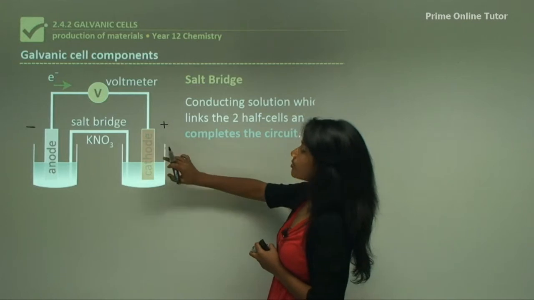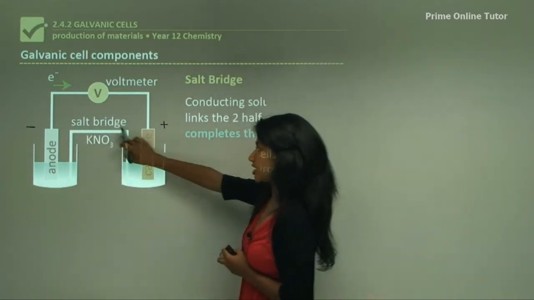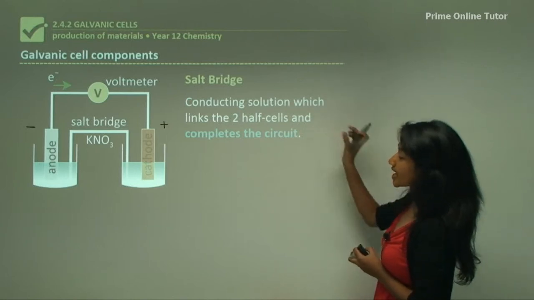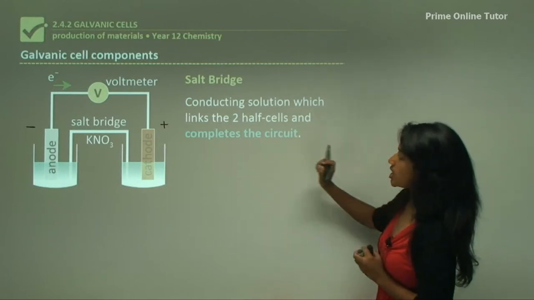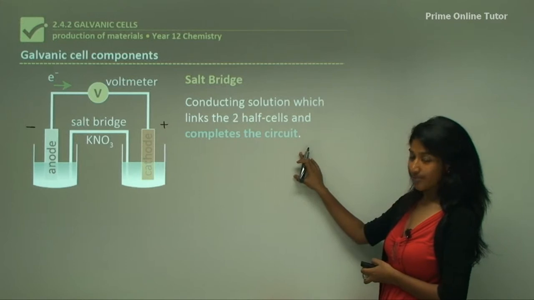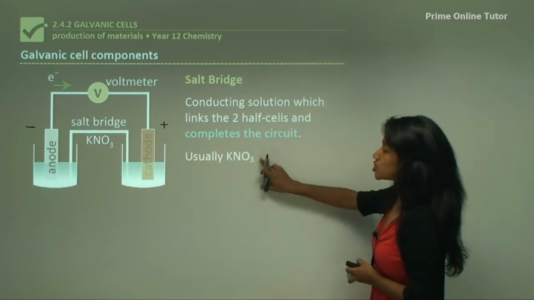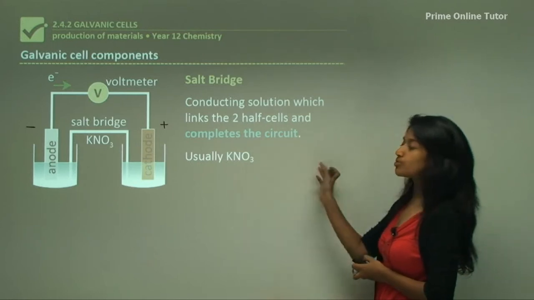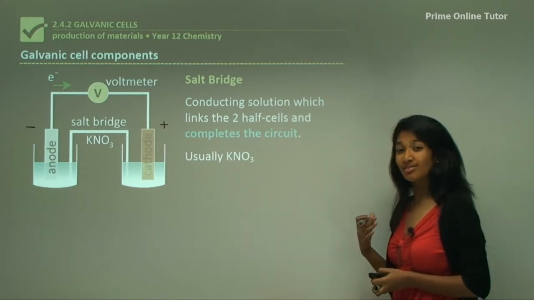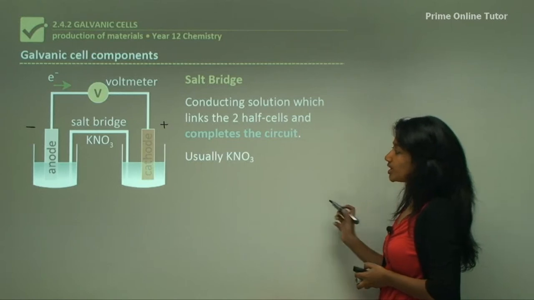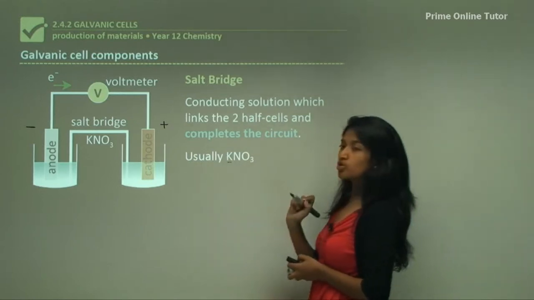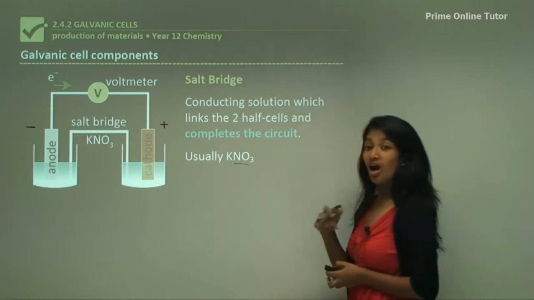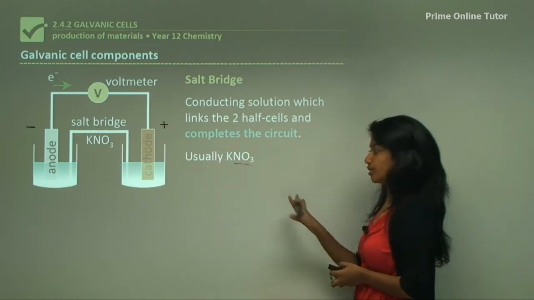Also in this circuit, we have a salt bridge, as you can see here. The salt bridge connects the two solutions, and it completes the circuit. It is usually made up of potassium nitrate. Now I want you to go back to year 11 where we learned about solubility rules, and we learned that potassium salts are always soluble, and also that nitrate salts are always soluble.